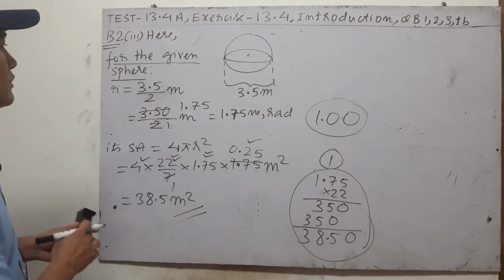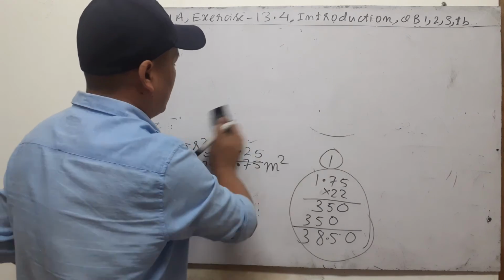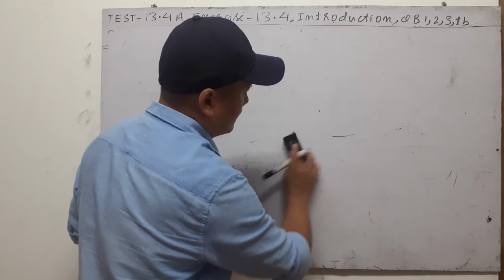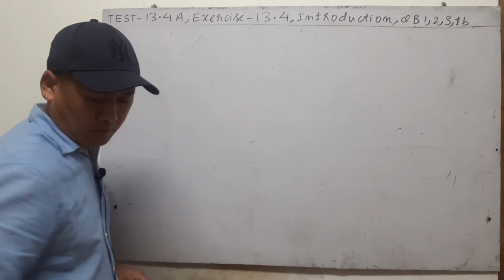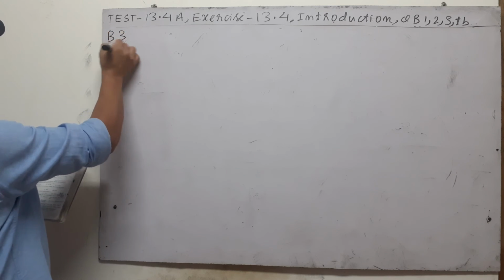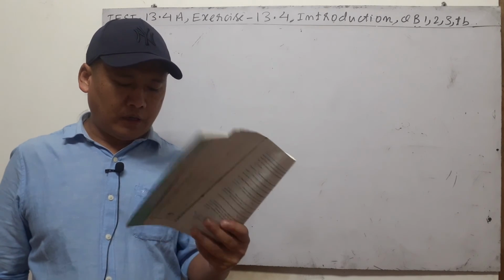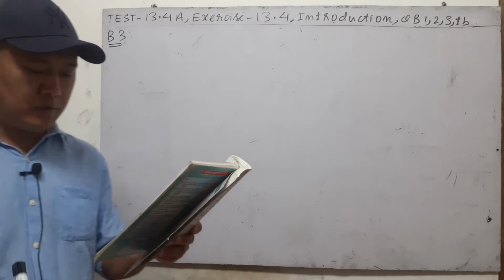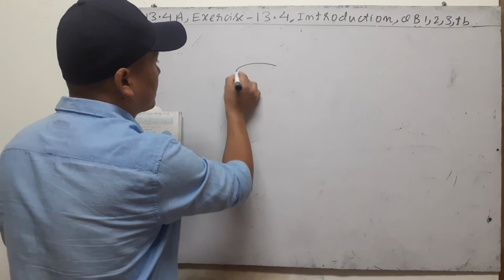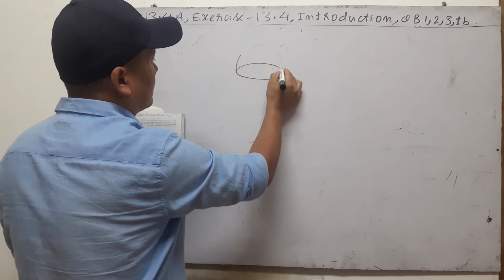One more, B3. Question number B3. And that will be the completion of this portion, I think. So let us see. B3. Let me see. Find the total surface area of a hemisphere, be careful, of radius 10 centimeter. Use pi 3.14. Hemisphere, so half of sphere. So draw that. Hemisphere is like this. So draw that.